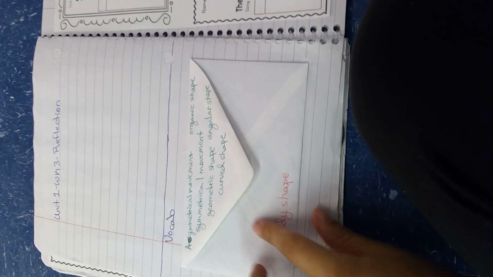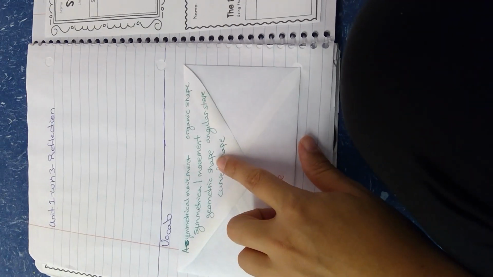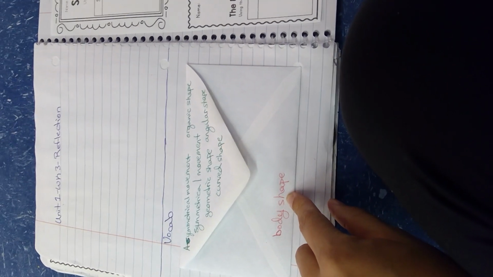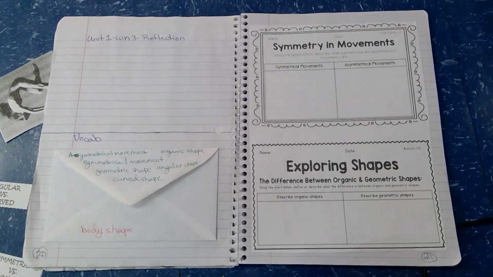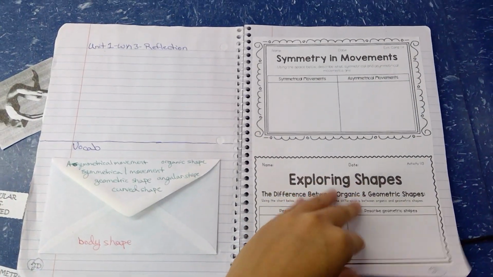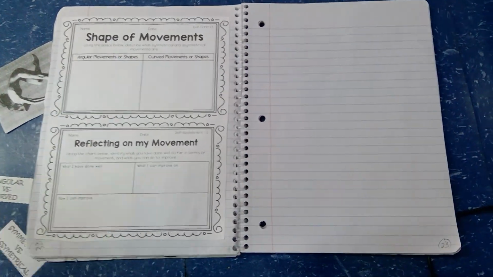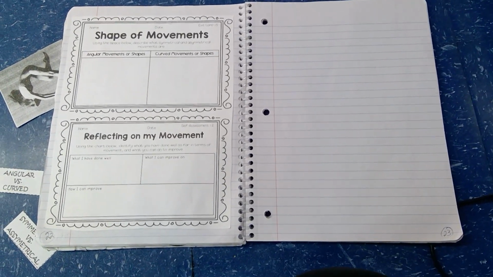The old word, remember old words go in red, new words go in green. So these are all the new words, they're in green. The old word for this week is called body shape because we did it before already. The next page that you would have on page 21. So 20 is the reflection vocab. Next page is symmetry in movements. And then we're going to turn the page. The next page you have is shape of movement and reflecting on my movement.